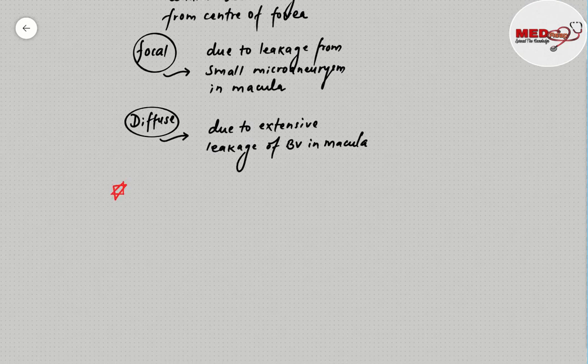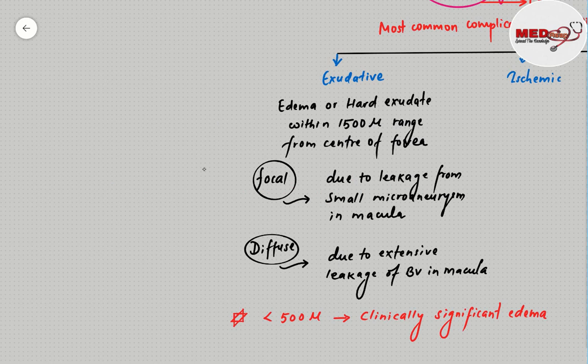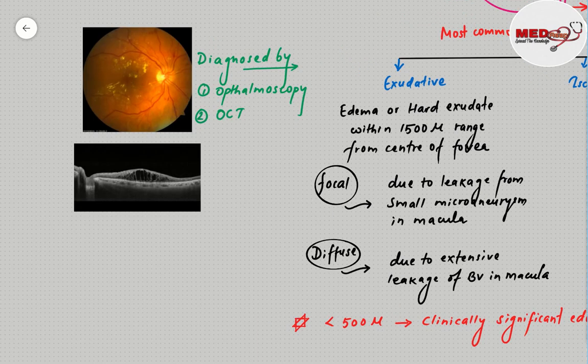If hard exudate or the edema are present within the 500 micron from the center of fovea, then it is called clinically significant edema. The diagnosis of the macular edema can be done by ophthalmoscopy or OCT, optical coherence tomography. The first picture here is seen through the ophthalmoscope. Here, hard exudate and edema is seen in the macular area, so this is the exudative maculopathy.